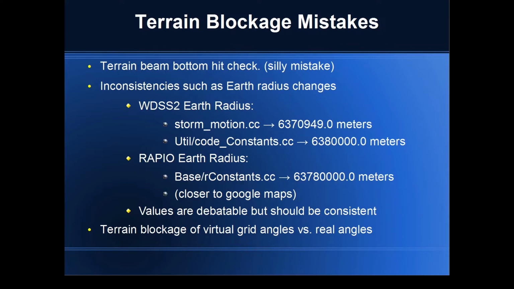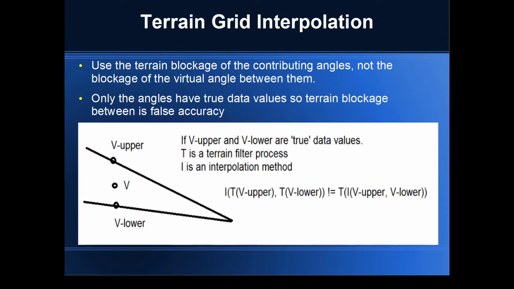Another more interesting mistake was using virtual elevation versus true elevation for generating terrain blockage. This might be obvious to some of you, but we thought it'd be interesting to share. Basically, it turns out that using terrain blockage to generate values between elevations should be dependent on the terrain blockage at the location of the true angles, not the blockage at the interpolated or extrapolated point. Otherwise, you get a false accuracy.